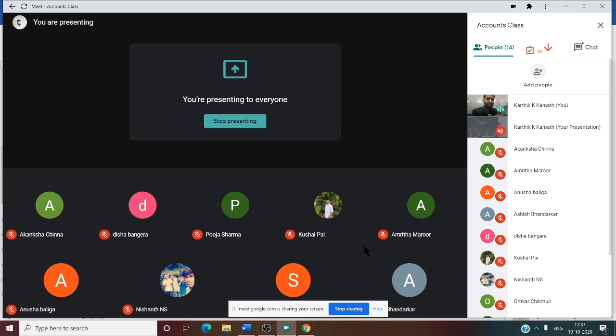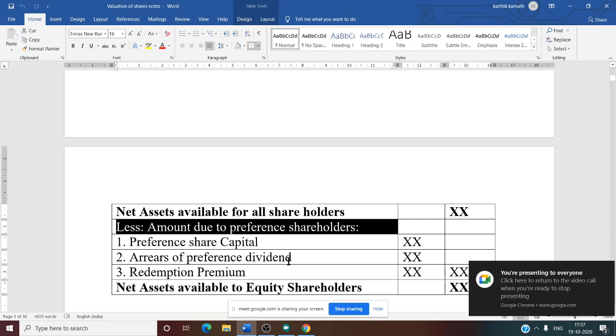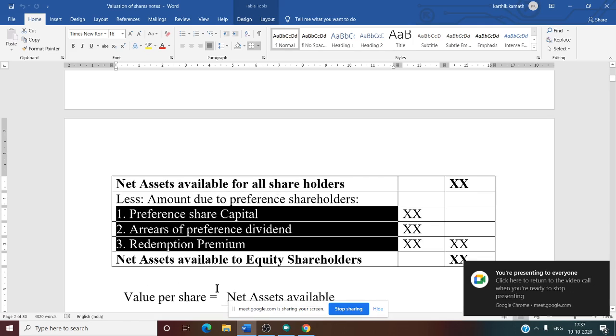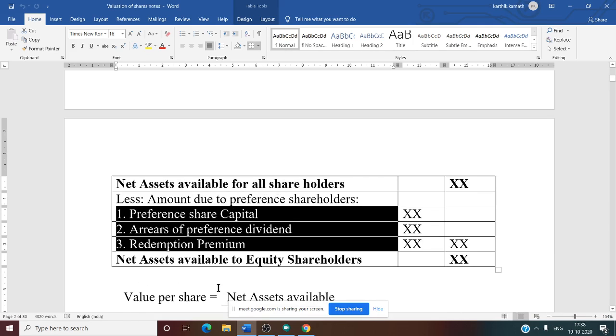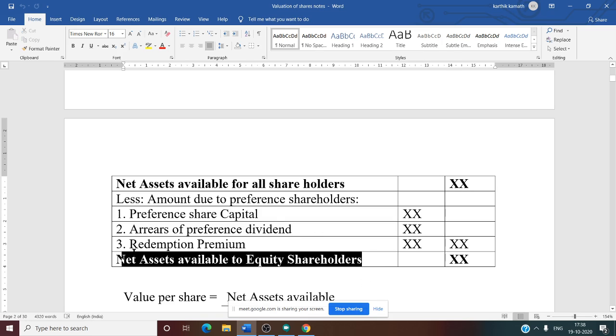Preference share dividend, if there is any arrear, is returned to the preference shareholder. If there is any redemption premium on preference share, that is also returned to the preference shareholder. So all this information, if it is given in the question, you need to deduct. See this: less amount due to preference shareholder, preference share capital minus arrears of preference dividend minus redemption premium, and the final balance we are having is net asset available to equity shareholder.